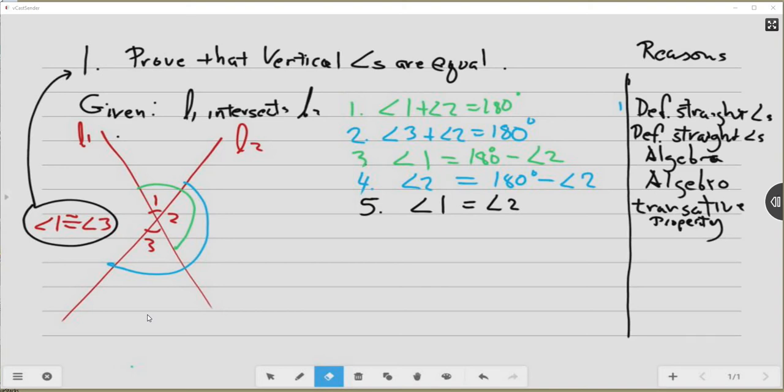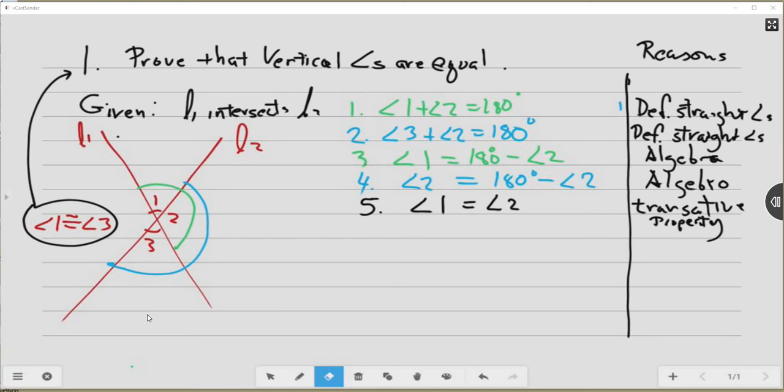This is problem number one. I'm going to prove that vertical angles are equal. I want you to show that angle 1 is congruent to angle 3. What you're given is the simplest of all: line 1 and line 2 intersect. That's it.